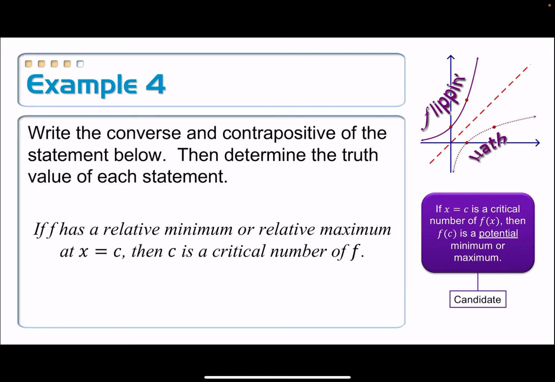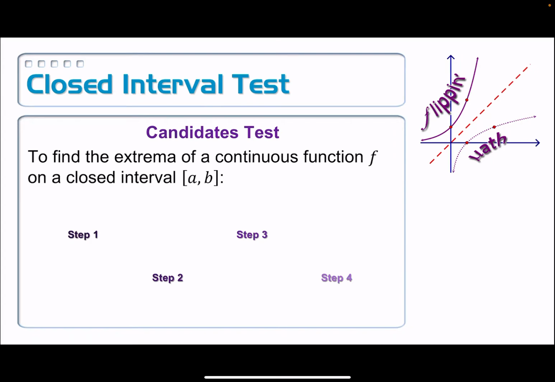candidate, which brings us to the candidates test, sometimes called the closed interval test because it's testing for the extreme values on a closed interval for a function. So let's take a look at what it says. To find the extrema, that's the absolute minimum or maximum, of a continuous function f on a closed interval from a to b. So remember that according to the extreme value theorem, since we have a continuous function on a closed interval, it's going to guarantee that we have at least one minimum or maximum value.